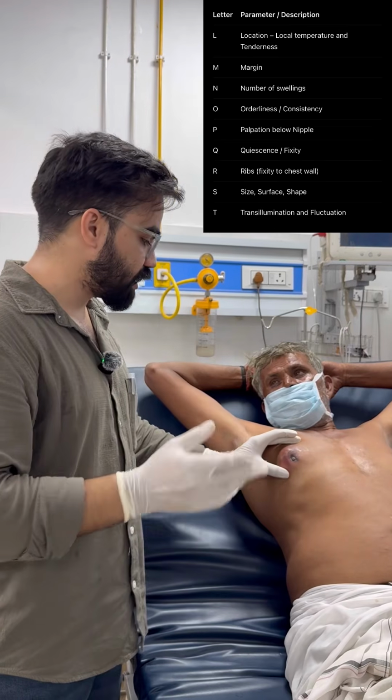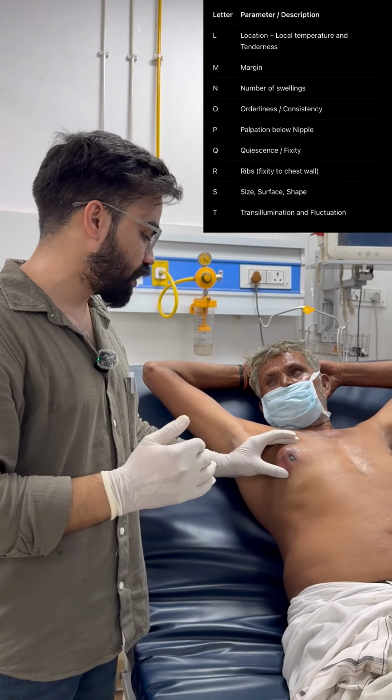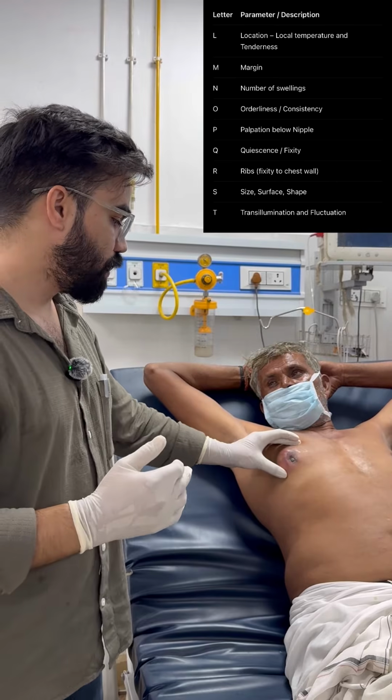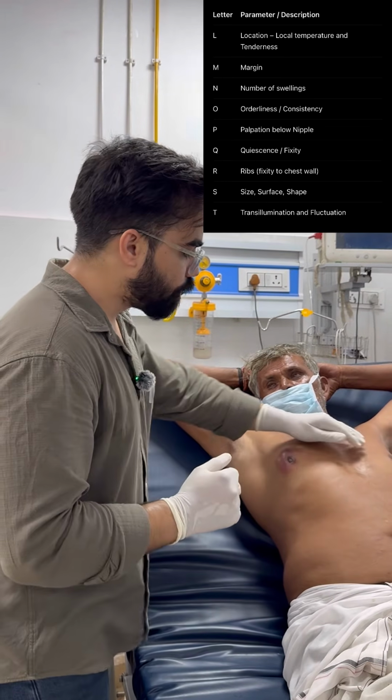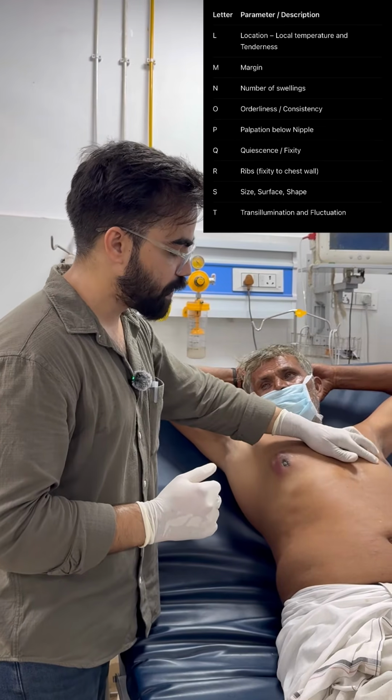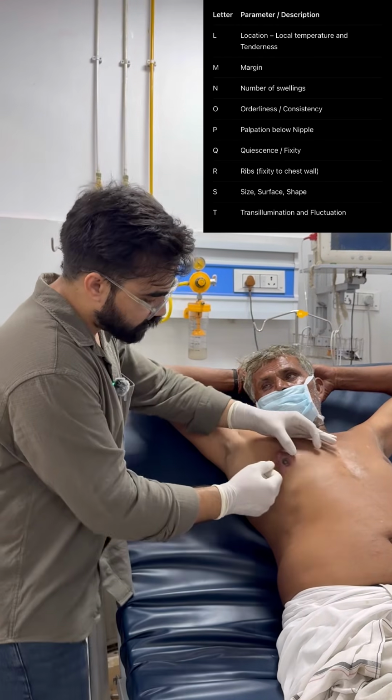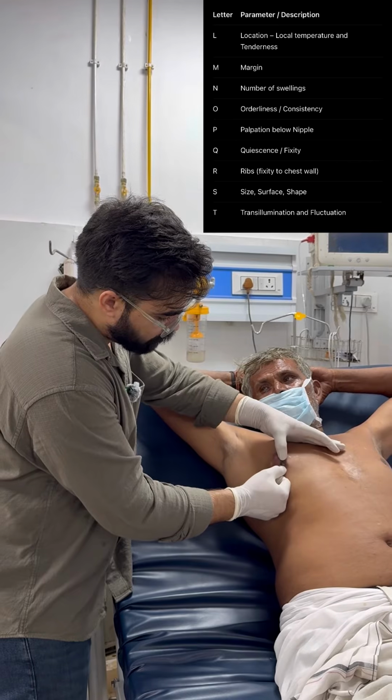So orderliness and consistency. After orderliness, what comes the next alphabet? P. P means palpation beneath the nipple. Now, often the palpation of the nipple is missed. So I have made a special mnemonic for it so that we don't miss it.